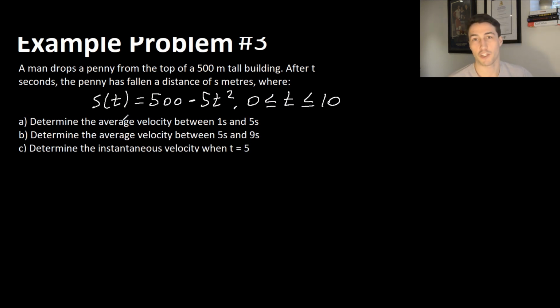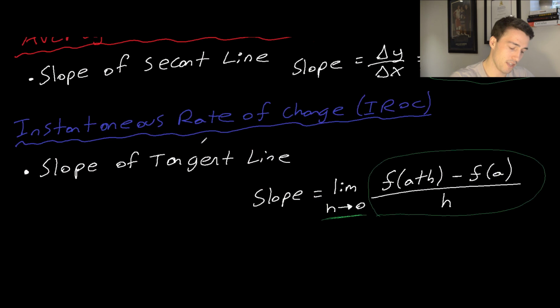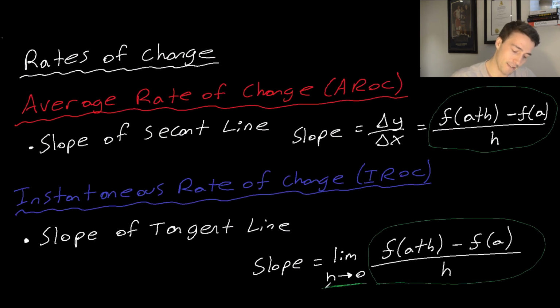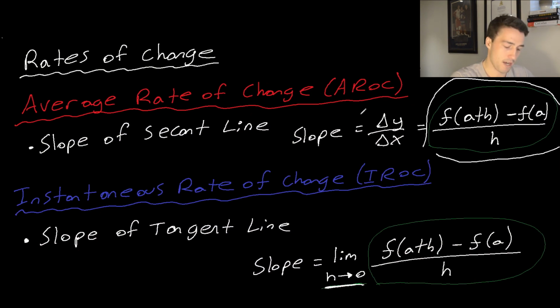So this is where we're going to use the AROC. Before, we've been using the IROC, and if we scroll up, the only difference is that we're not taking the limit as h goes to 0 for the AROC. We're just doing the exact same equation, but not the limit anymore. And I can show you in this question how this ends up just being h on the bottom here, but let's go through that.